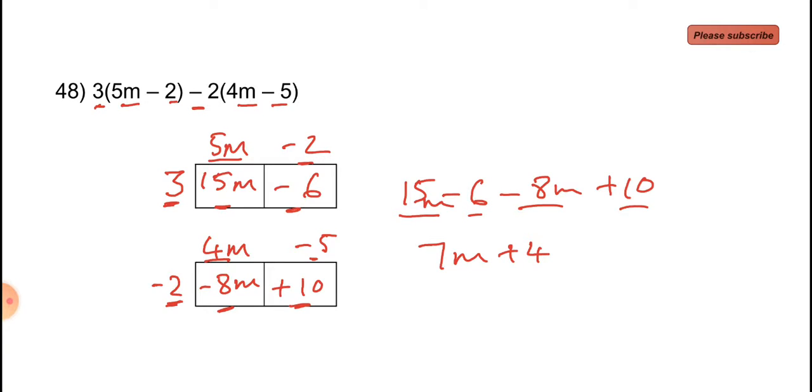And remember, if you're not good at adding and subtracting negative numbers, there's a separate playlist for adding and taking away with negative numbers. So in this case, the final answer is 7m plus 4. So you have to be good at adding and subtracting with negative numbers. You also have to be good at multiplying with negative numbers. So please watch that playlist if you're struggling with the negative numbers.